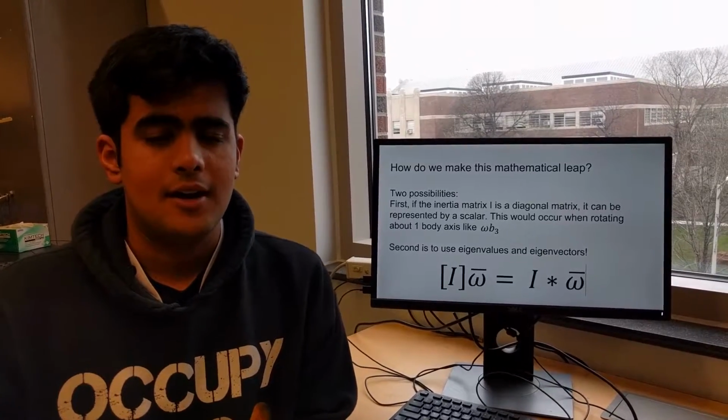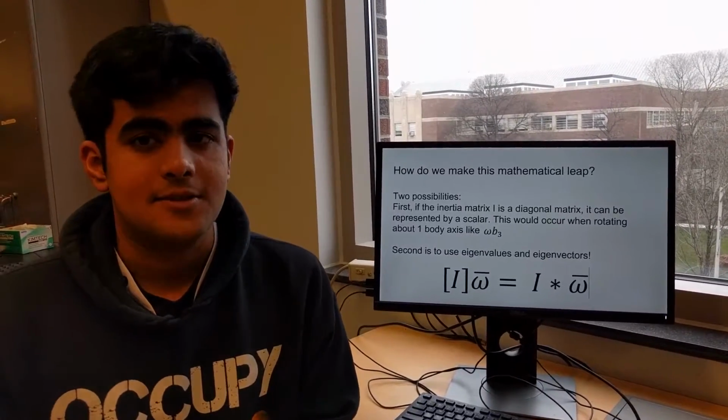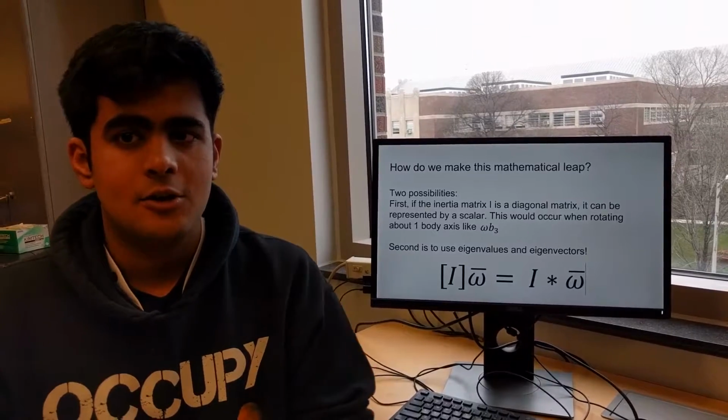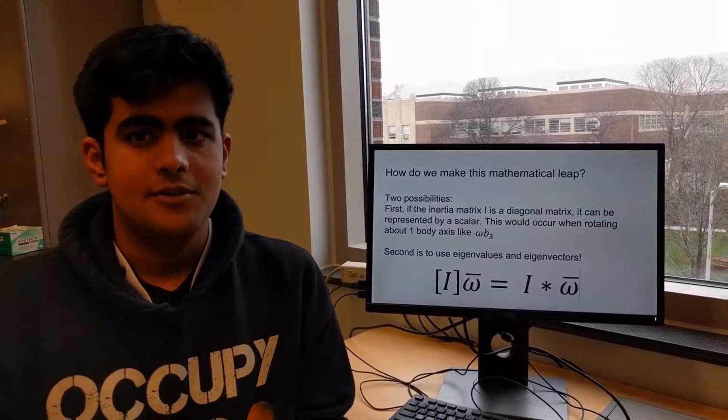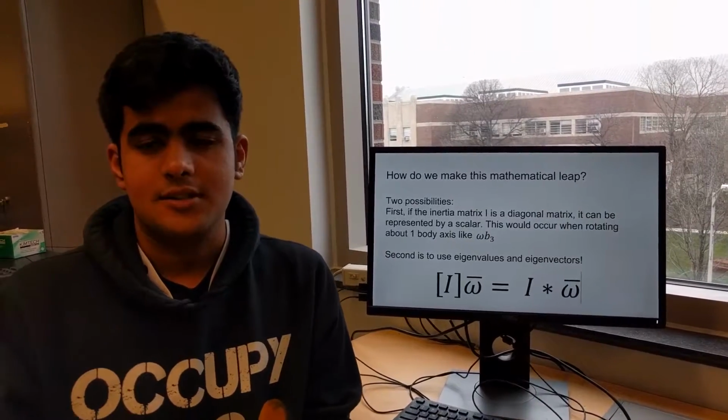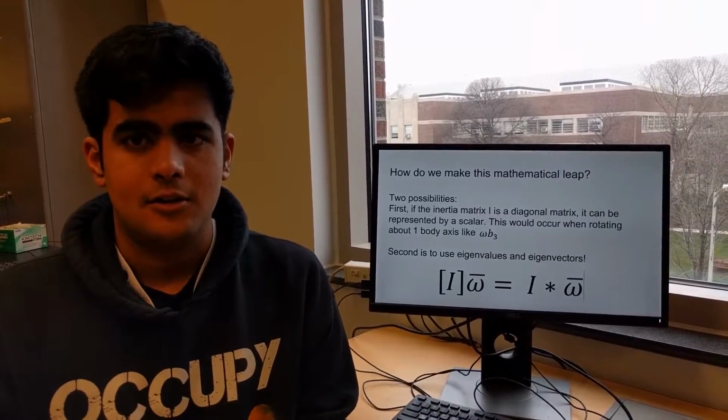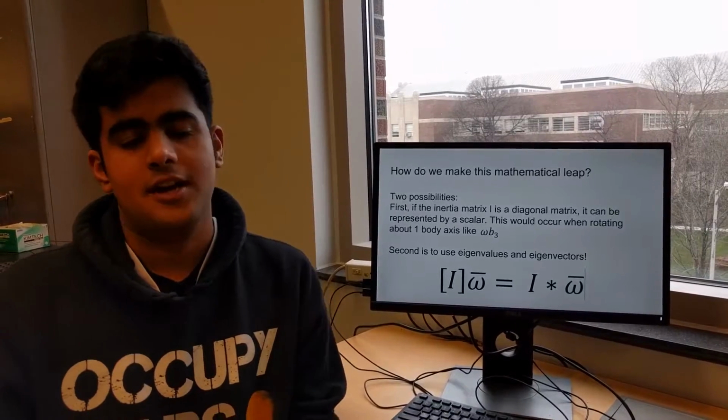The second is by grinding out some math about eigenvectors and eigenvalues. For this method, we equate the known inertia matrix times omega with the scalar times omega. The way to solve this is by finding the eigenvalues of the matrix. The corresponding eigenvectors are called the principal axes and are mutually orthogonal.